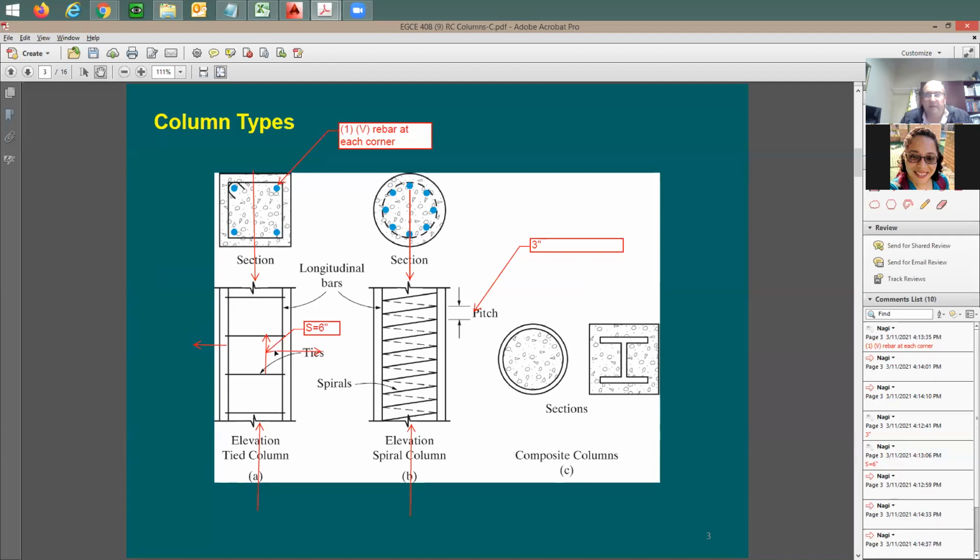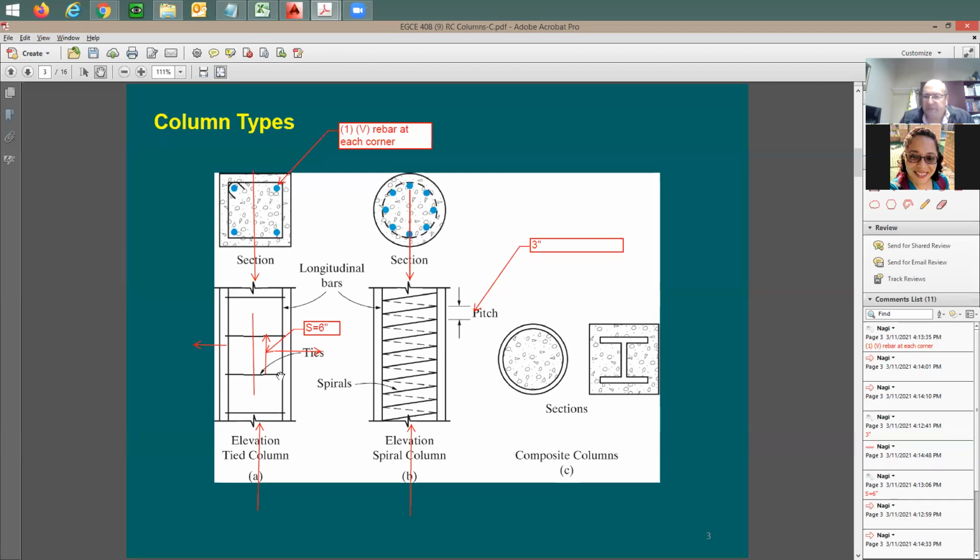So if you're going to bring a column like this with no ties at all, and you start to apply vertical load, you're going to see a vertical crack in the middle. It's going to be a crack like this, which means by applying this vertical force, you're going to have some tension in the horizontal direction. The way to keep the column together is by providing these ties.